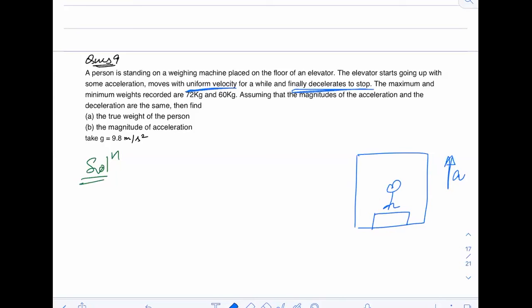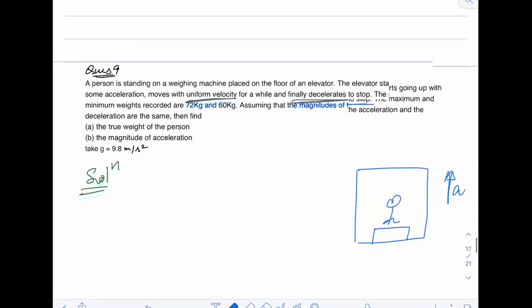The maximum and minimum weights recorded are 72 and 60. Assuming that the magnitudes of acceleration and deceleration are the same, find out the true weight and the magnitude of the acceleration. So in such questions, whenever you move up or move down, you have to understand in which case you will have more weight. Whenever you go up, you gain weight, and whenever you come down you lose weight.